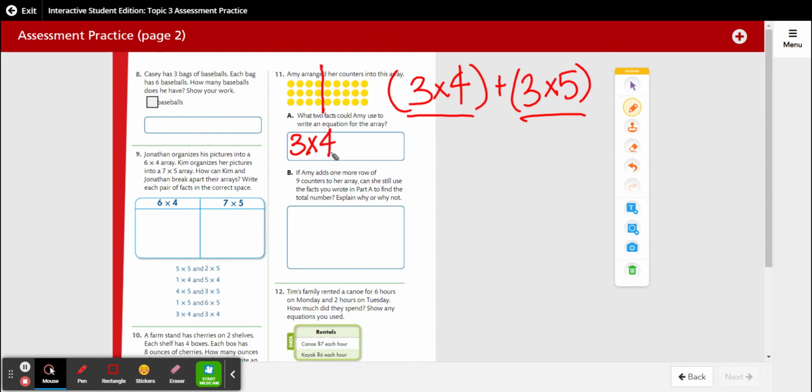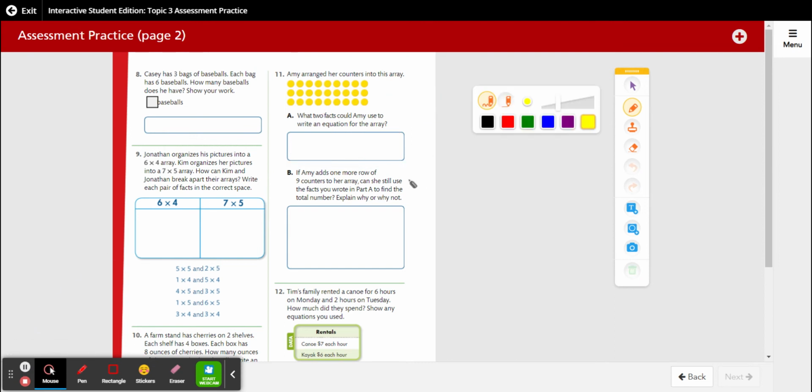So if I wanted to choose those, this is what I could write in the box. Okay, so 1 times 9 and 2 times 9 was the first one that I wrote. And then the second one is this 3 times 4 plus 3 times 5. That's part A. Part B. If Amy adds one more row of 9 counters to her array, can she still use the facts you wrote in part A to find the total number? Explain why or why not.